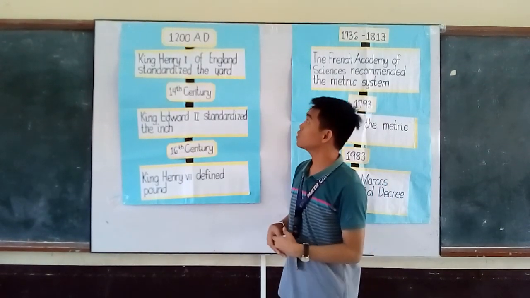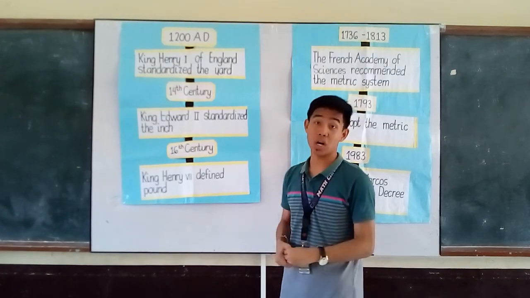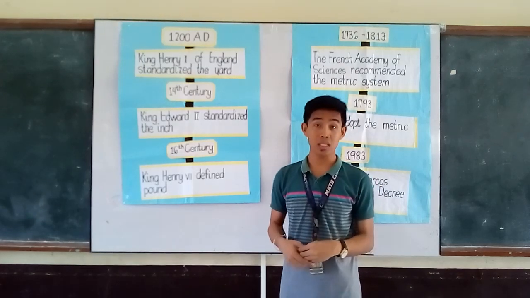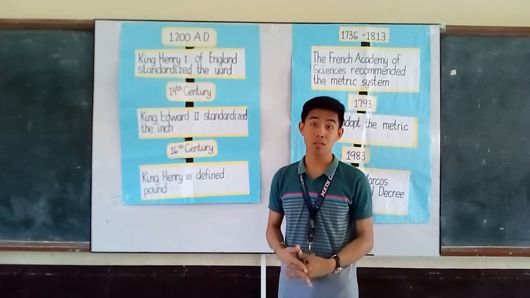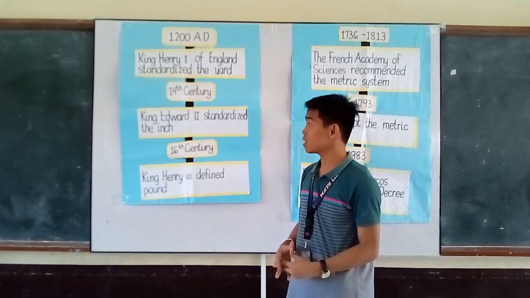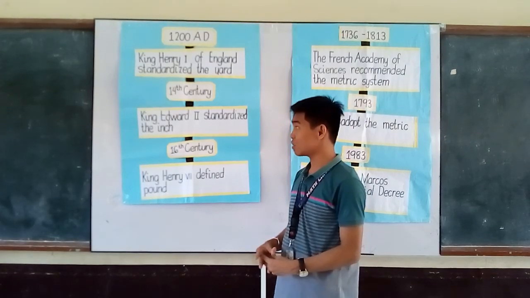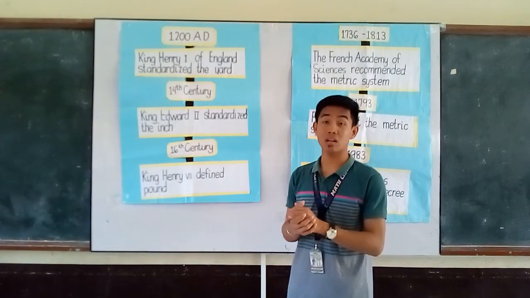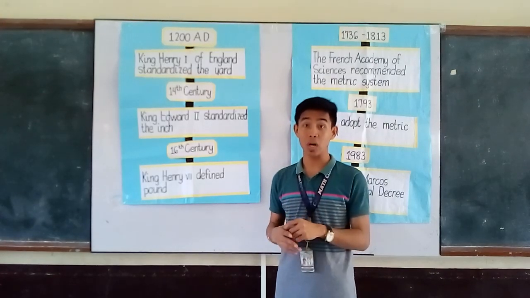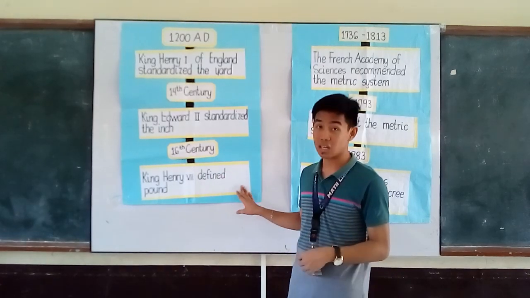Let's talk about the historical development of measurements. During the 1200 AD, King Henry I of England standardized the yard as the distance from the tip of his nose to the tip of the middle finger of his outstretched hand. Next is the 14th century. King Edward II standardized the inch as the length of 3 grains of barley laid end to end.